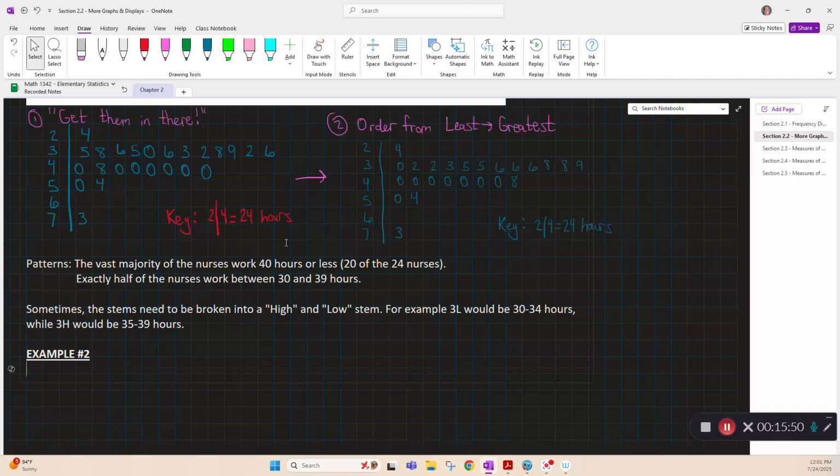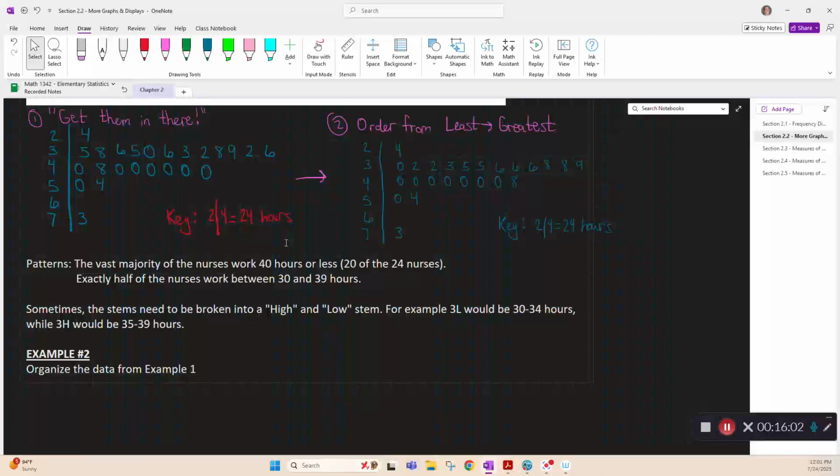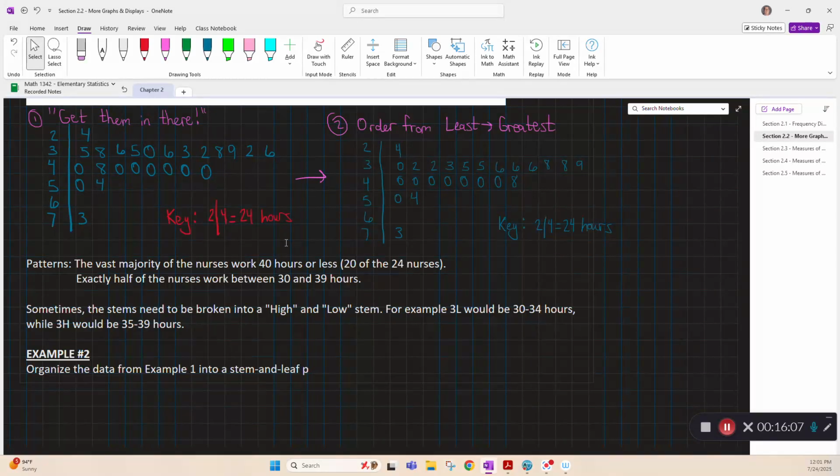Example number 2, they want us to organize the data from example 1 into a stem and leaf plot that has 2 rows for each stem. And then it says describe any patterns. Okay, so let's do that.